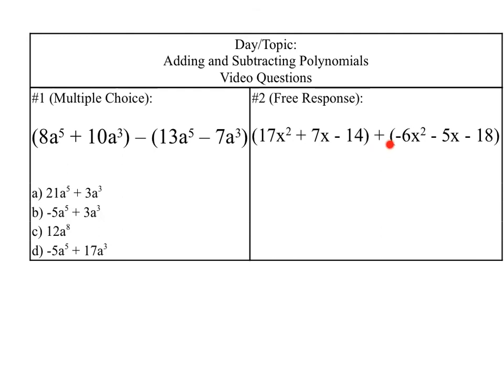Question number 2 is an addition problem, so addition's a lot easier. We are just going to combine like terms, so we're adding 17x squared plus 7x minus 14 plus the polynomial negative 6x squared minus 5x minus 18.